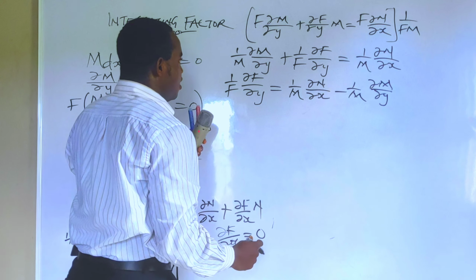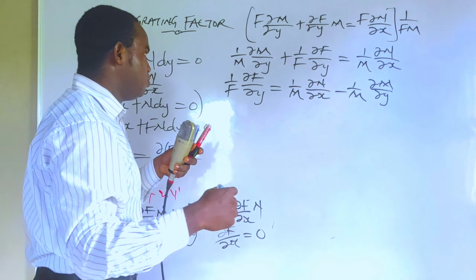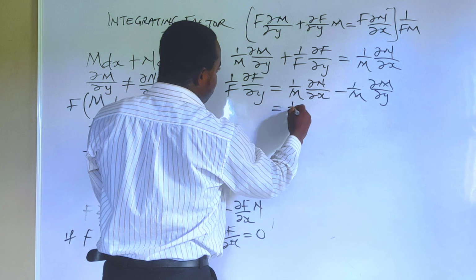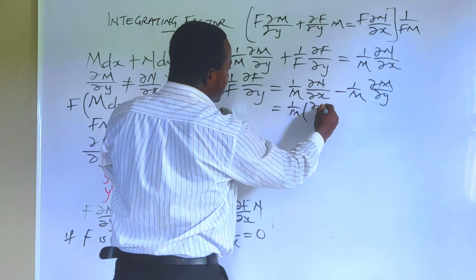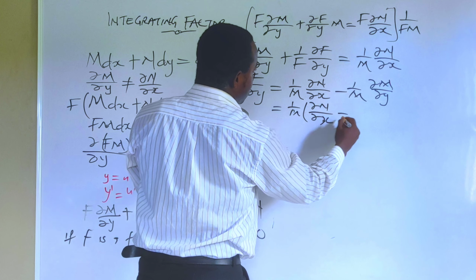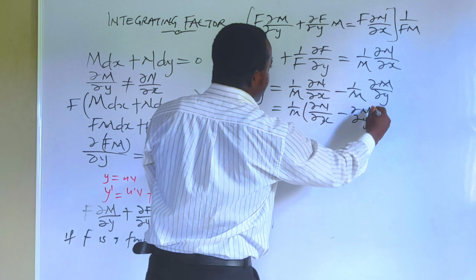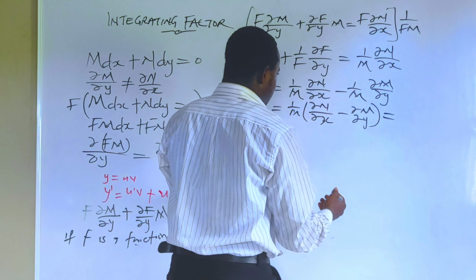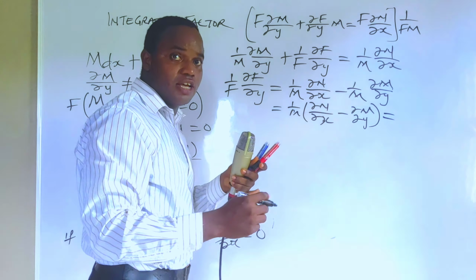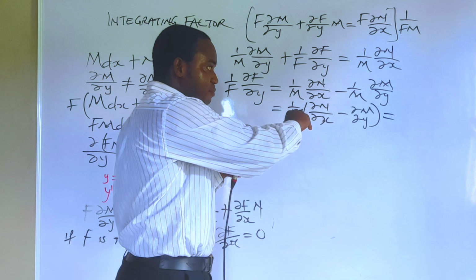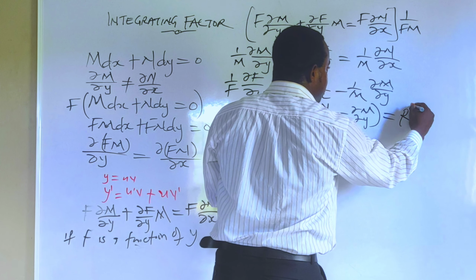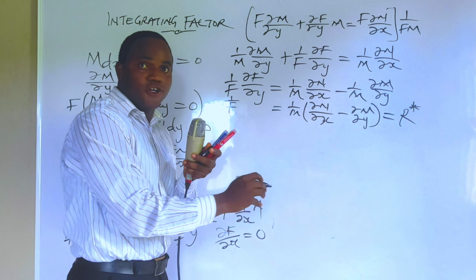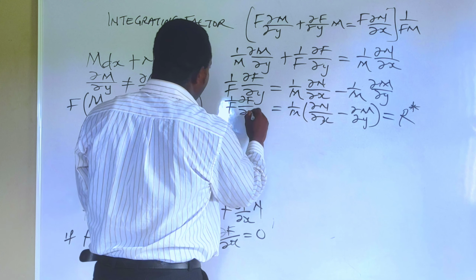I hope you get this. So we are repeating the process we went through the other time to obtain the r, right? So if we factor 1 over m out of this, we have partial n over partial x minus partial m partial y. Now this right here, let us not call it r again. This time let us call it something else, because we should not give it the same name as what we gave to the other property. So let's give this r star, where this is 1 over f, and this f is a function of y. So we have partial f partial y.